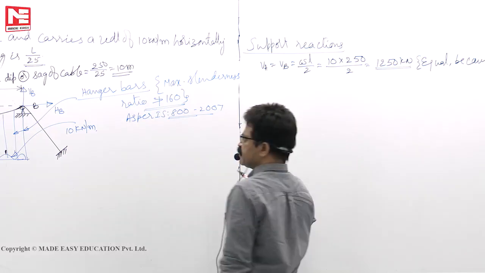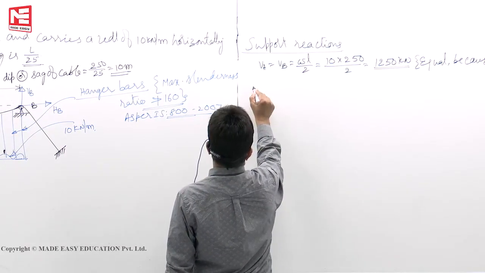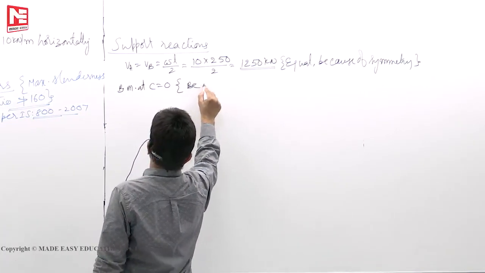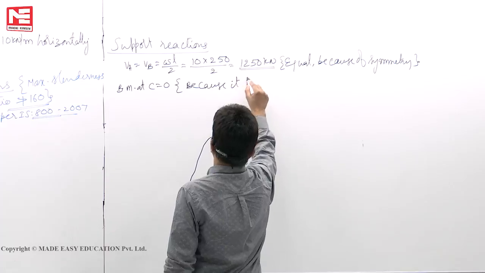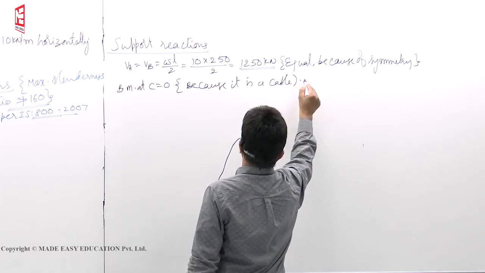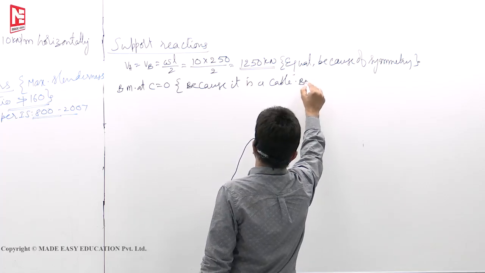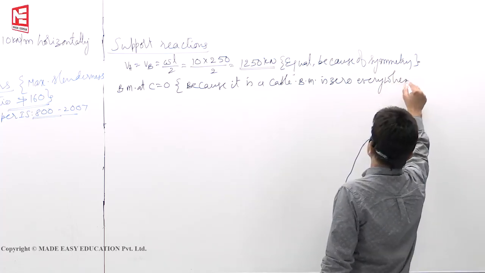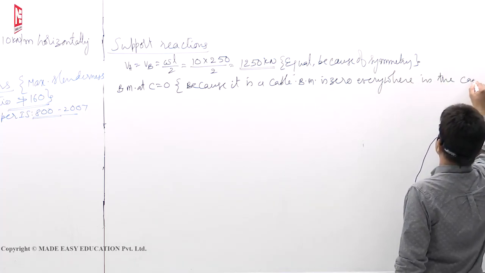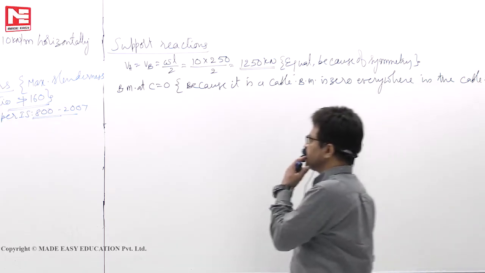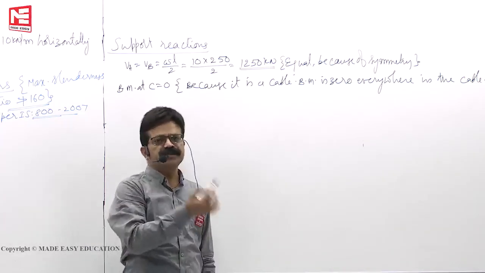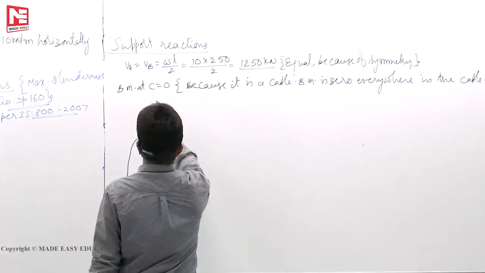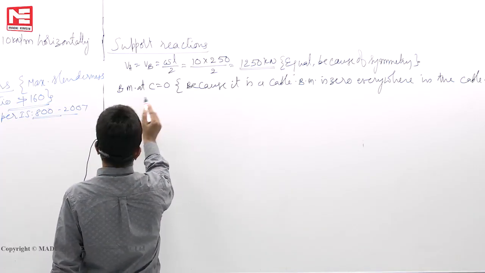Next, to find the horizontal thrust, take bending moment at C equal to 0. Bending moment at C is equal to 0 because it is a cable and bending moment is 0 everywhere in the cable. So why do we have to take C? Any other point we could take, but at C we take it because we know the sag at that point only. So bending moment at C is equal to 0.